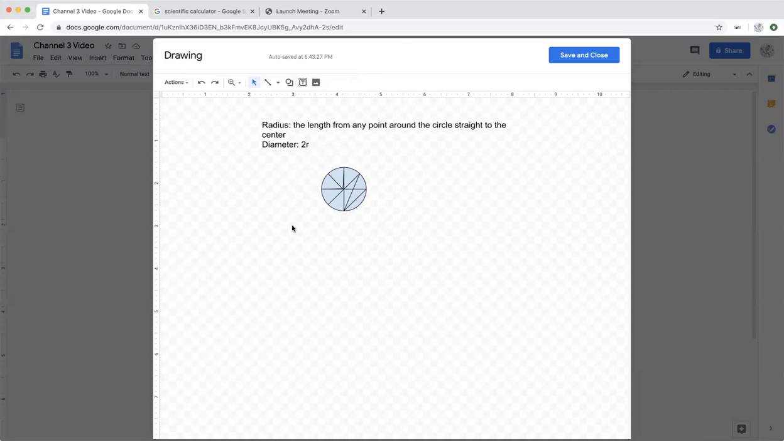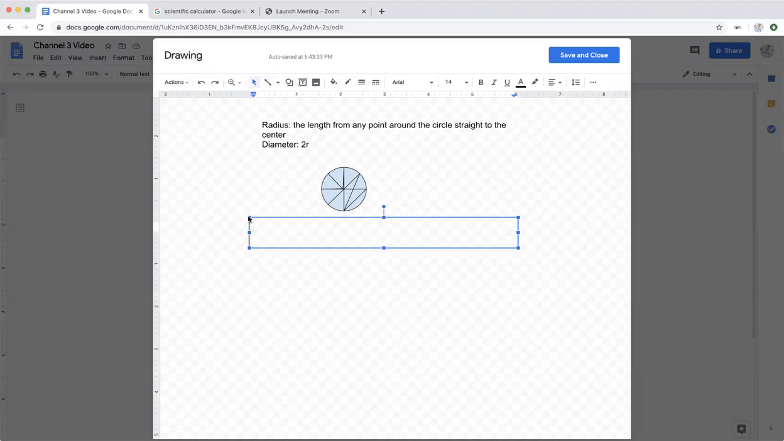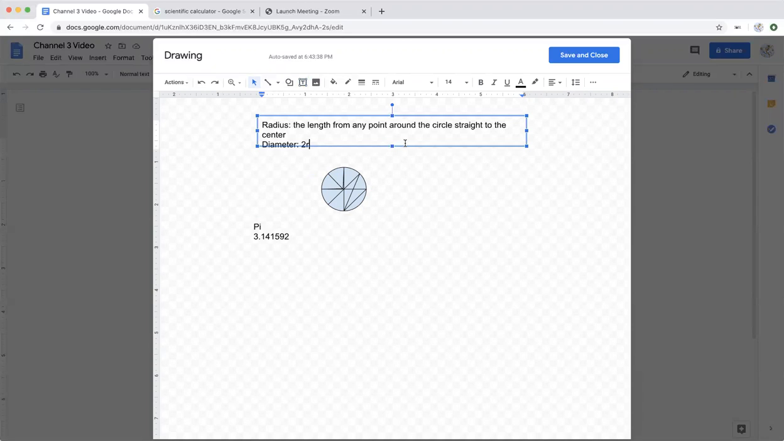So now let's find the area. Actually, before I find the area, let me explain to you what pi is. So pi is an ongoing number. Here are just a few of the digits. It is an ongoing number with no repeats, so it is completely infinite and random.